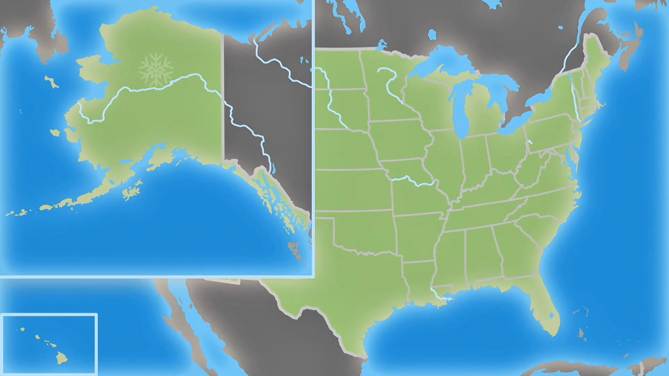Alaska has one of the most extreme climates in the United States. Climate conditions vary depending on latitude, altitude, and distance from the Pacific Ocean.